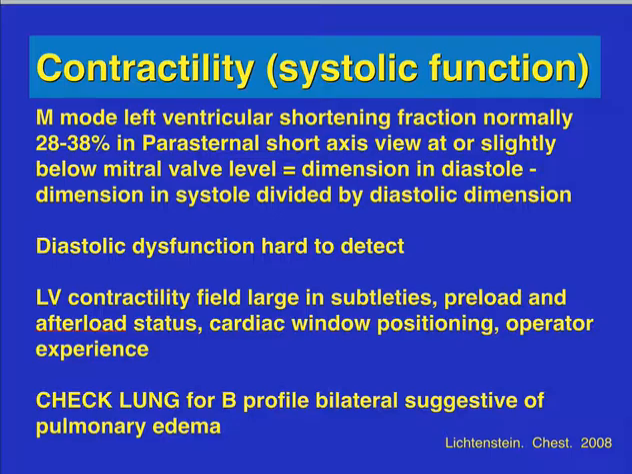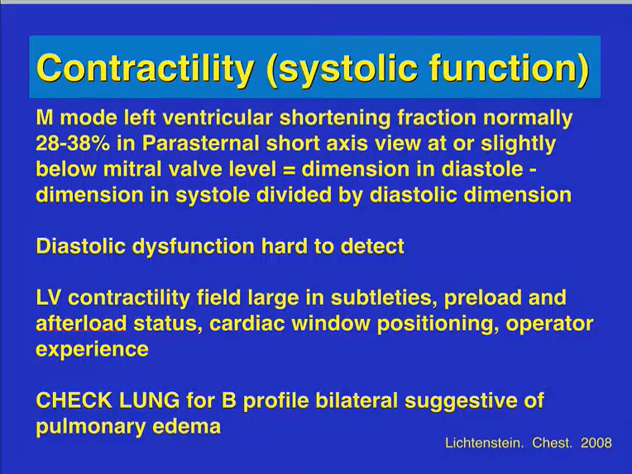So first thing I want to talk a little bit about is contractility and systolic function. You can put the M mode. The M mode can show left ventricular shortening fraction, which is normally 28 to 38% in the parasternal short axis view, or slightly below the mitral valve level, where you have the papillary muscles. Essentially it is equal to the dimension in diastole minus the dimension in systole divided by the diastolic dimension.